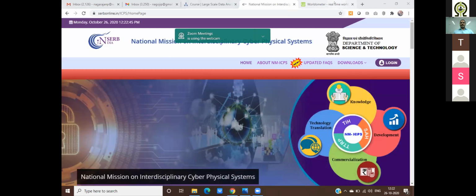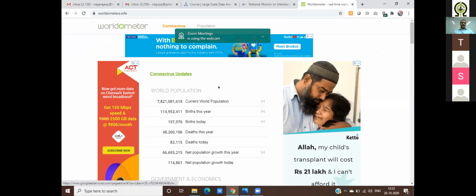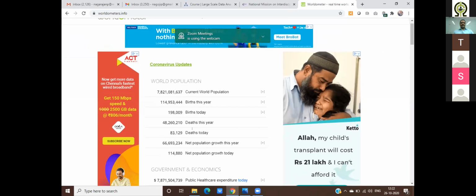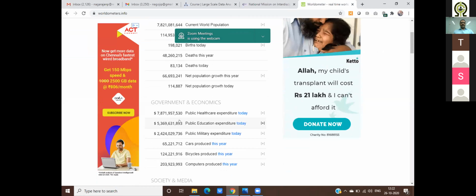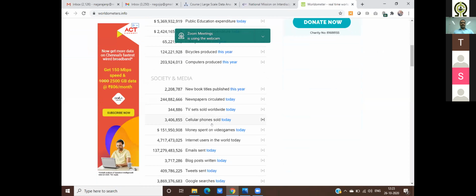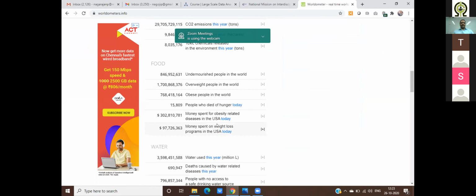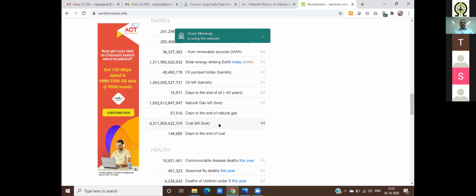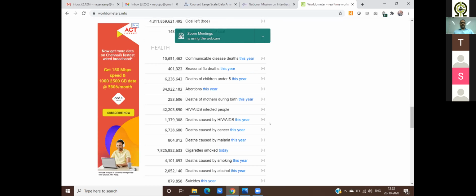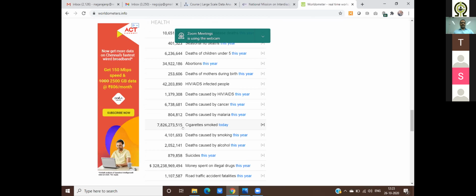I'm going to show you just a quick thing. Everybody is familiar with Worldometer. I see some numbers are changing only at the last digit. Some numbers are changing in 2 digits. Now, if I go down, some numbers are changing in 3 or 4 digits. Let me scroll down further. There is one thing that is changing in 6 digits, in millions every second. That's cigarettes smoked. What we are seeing is just one page of aggregated information.